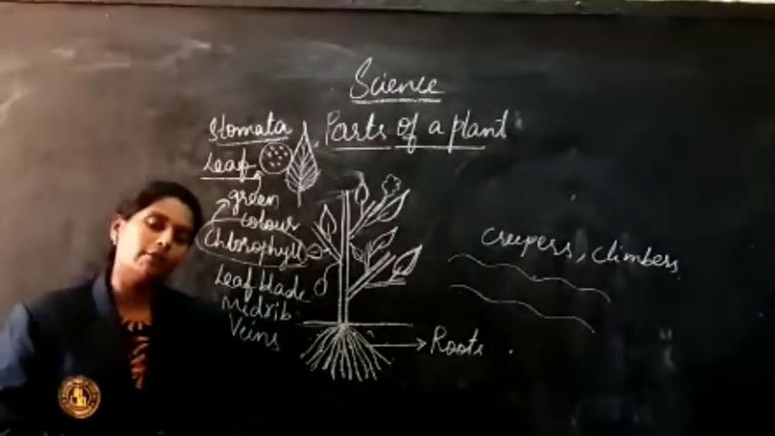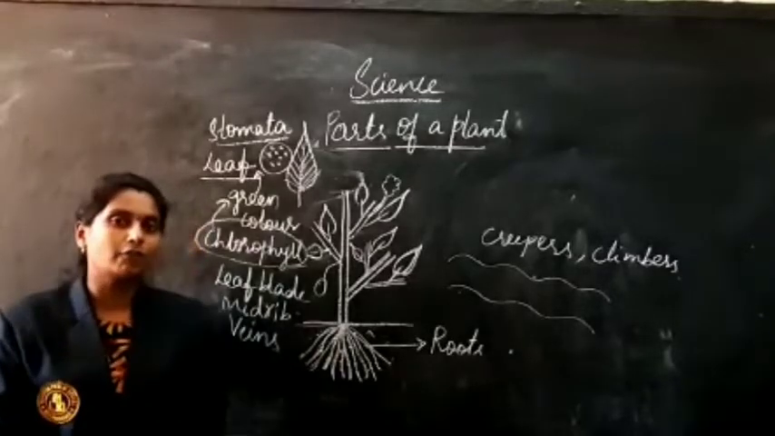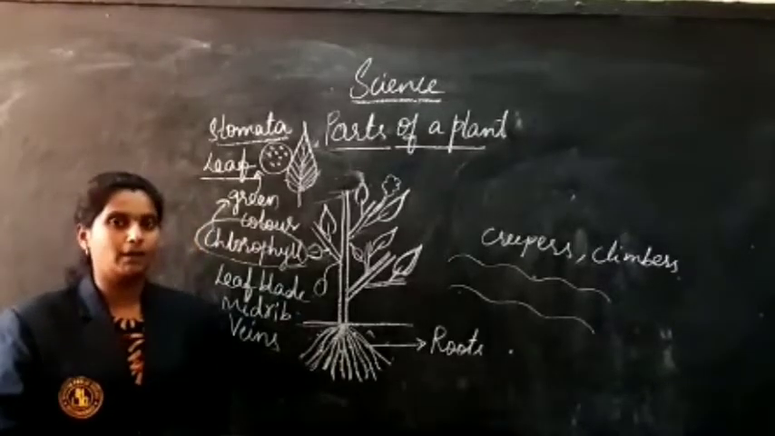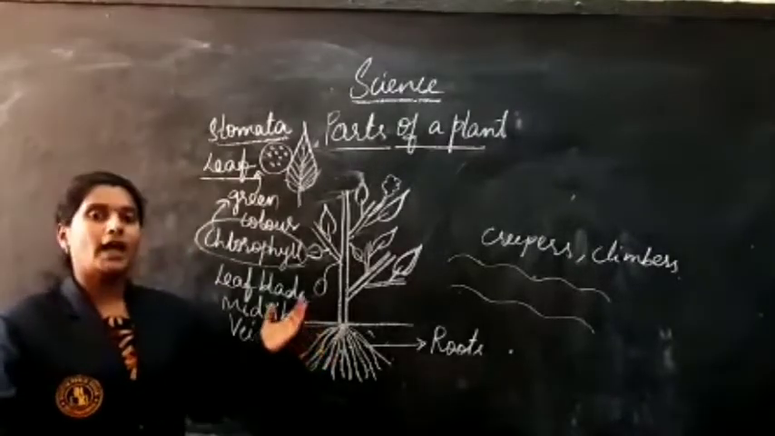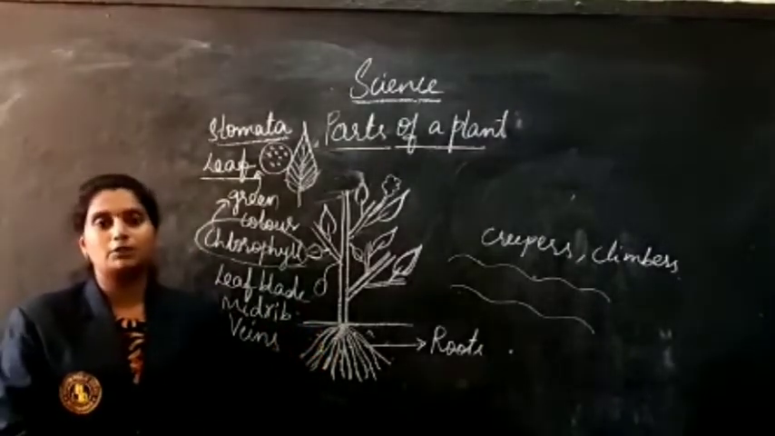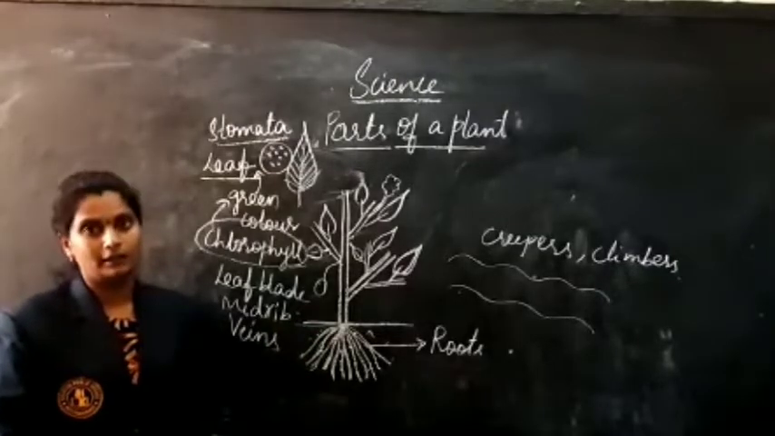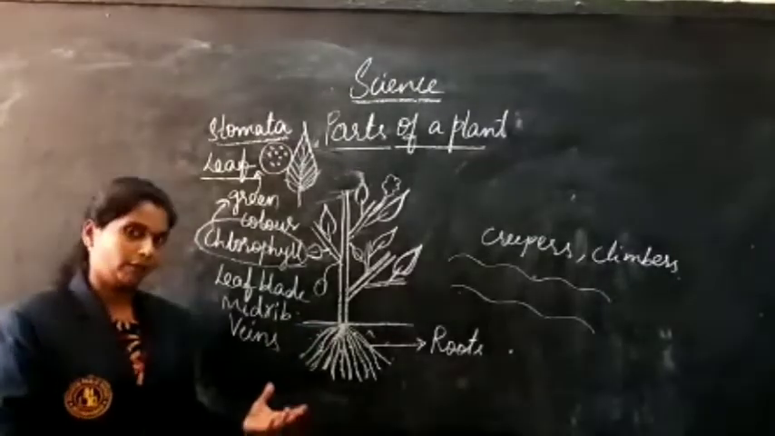So what will animals do? They will go in search of food. They will hunt the other animals and have their food. But plants, as they cannot move from one place to another, how will they get the food? Who is giving the food?